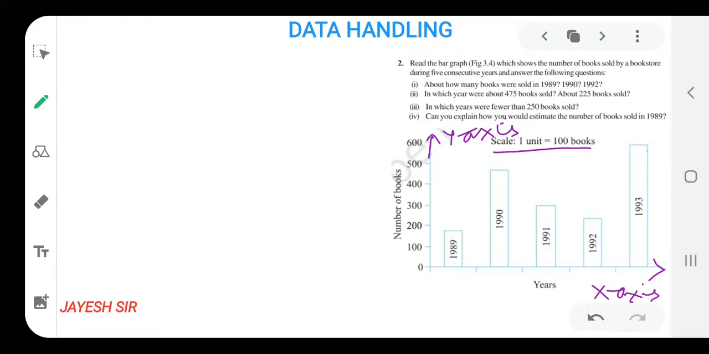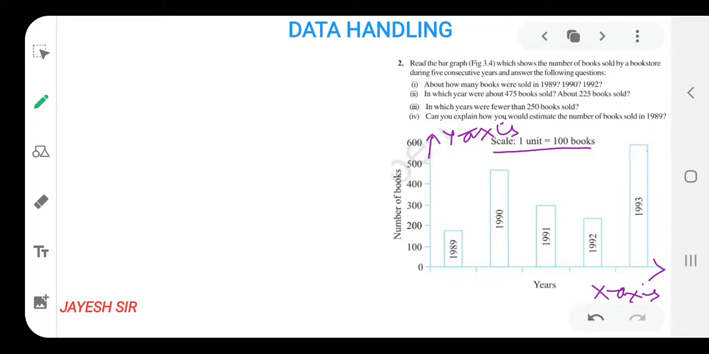Scale is 1 unit equals 100 books. So the numbers of books written over here are at a distance of 100: 0 to 100, 100 to 200, 200 to 300, 300 to 400, 400 to 500 and 600. So the difference between two consecutive numbers written over here is 100. That's why we say the scale of 100 books is taken in this question.